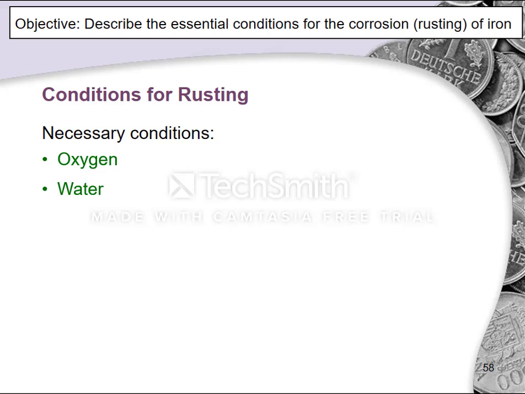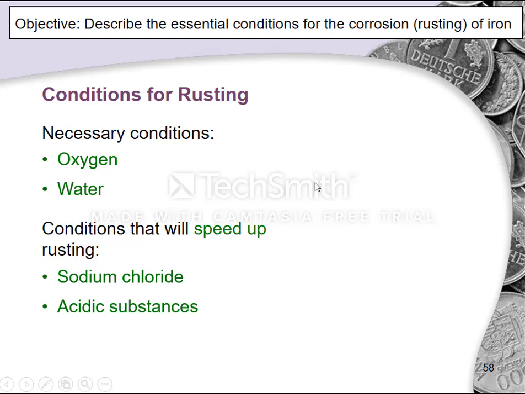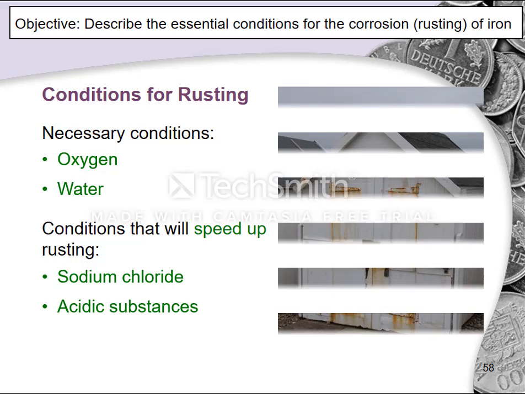So let's investigate the conditions for rusting. Rusting requires two substances. One, oxygen. The second one is water. Now, rusting can be speeded up in the presence of sodium chloride, which is a salt, common salt, and any acidic substances. In other words, if the environment is polluted by acid rain, being acidic, it causes the corrosion or the rusting of iron faster.